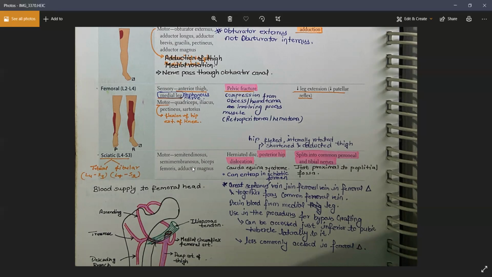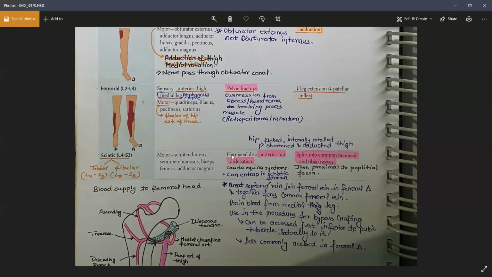So whenever a posterior hip dislocation occurs, the symptoms will be like this: the hip will be flexed and internally rotated, and the affected thigh will be shortened and adducted. That's how Step 1 will describe a case of posterior hip dislocation. They will tell you that the hip is internally rotated, shortened, and adducted. So that's how you know that the patient has a posterior hip dislocation. In that case, the sciatic nerve will be the first nerve to be damaged, right?